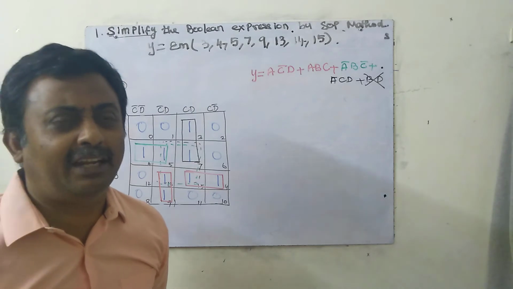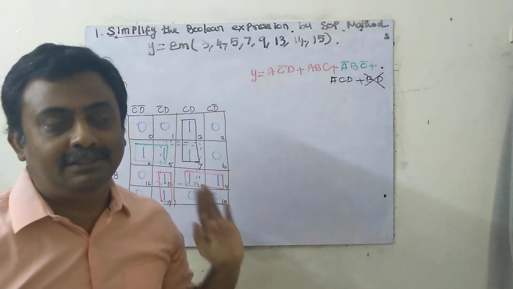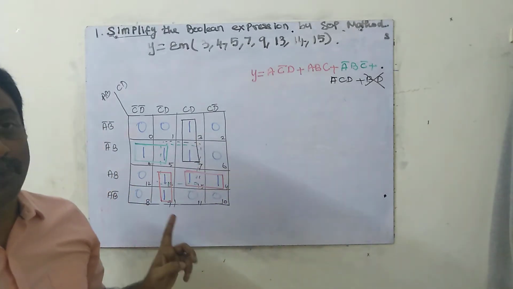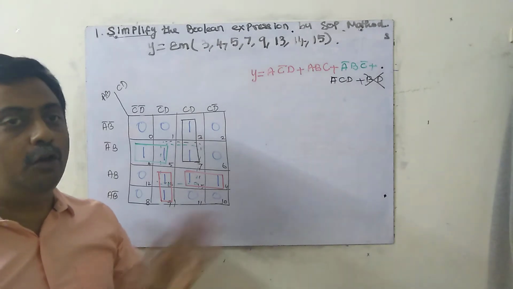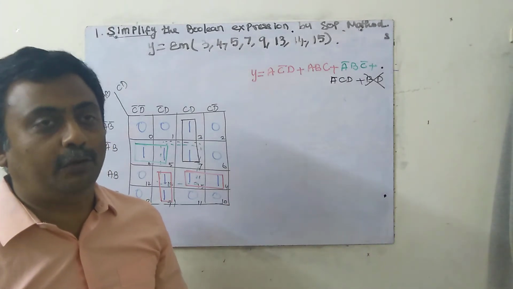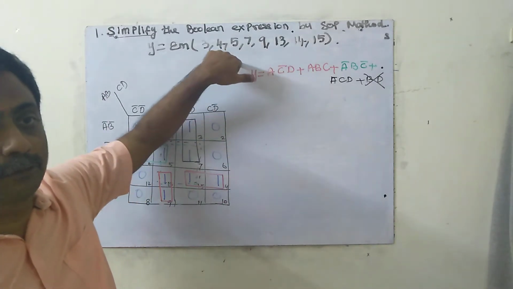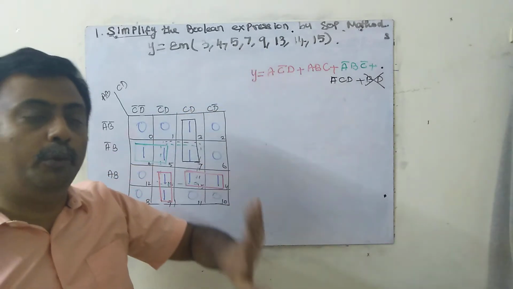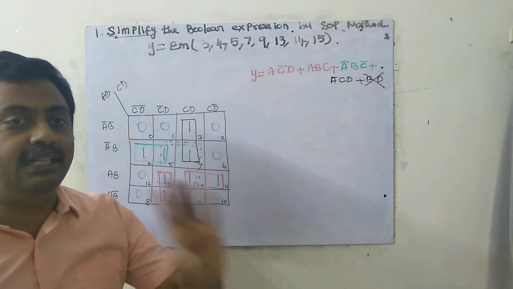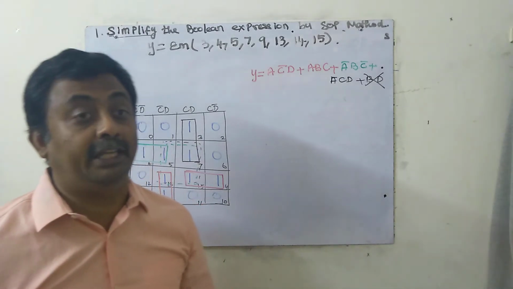What is meant by don't care condition? Don't care means in some of the locations, the output may be either 0 or 1. That location is called don't care condition. It won't bother about this thing. All of your problems will come with don't care condition only.